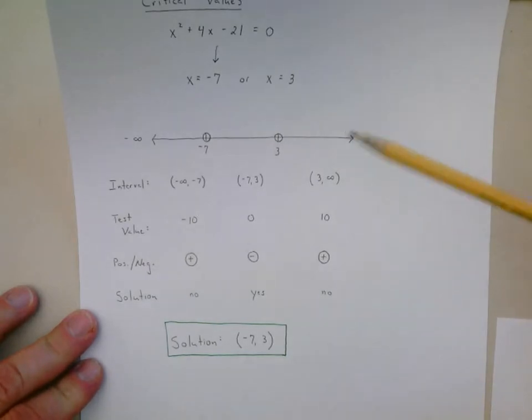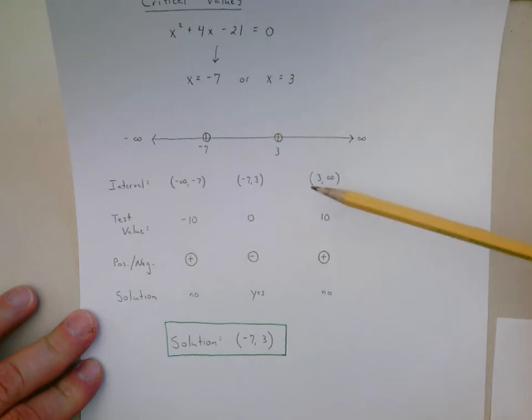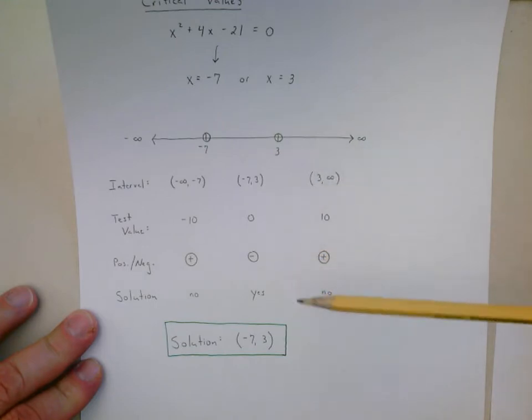This table that you see with the critical values on the number line, the intervals, the test values, and the conclusions reached is what you will use to justify the solutions to a polynomial inequality when you solve algebraically. We're going to look at one more example together, and then we'll give you some to practice on your own.